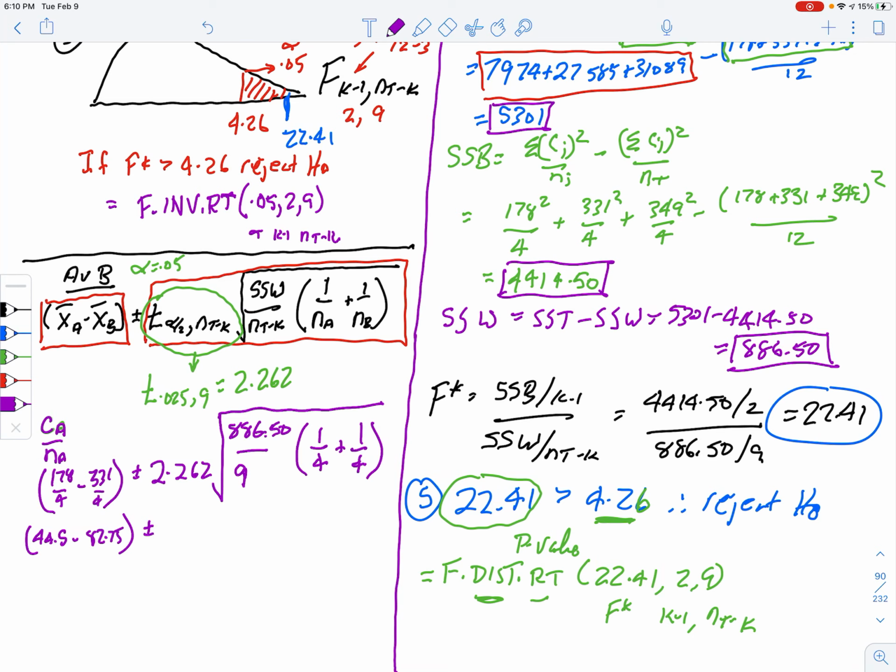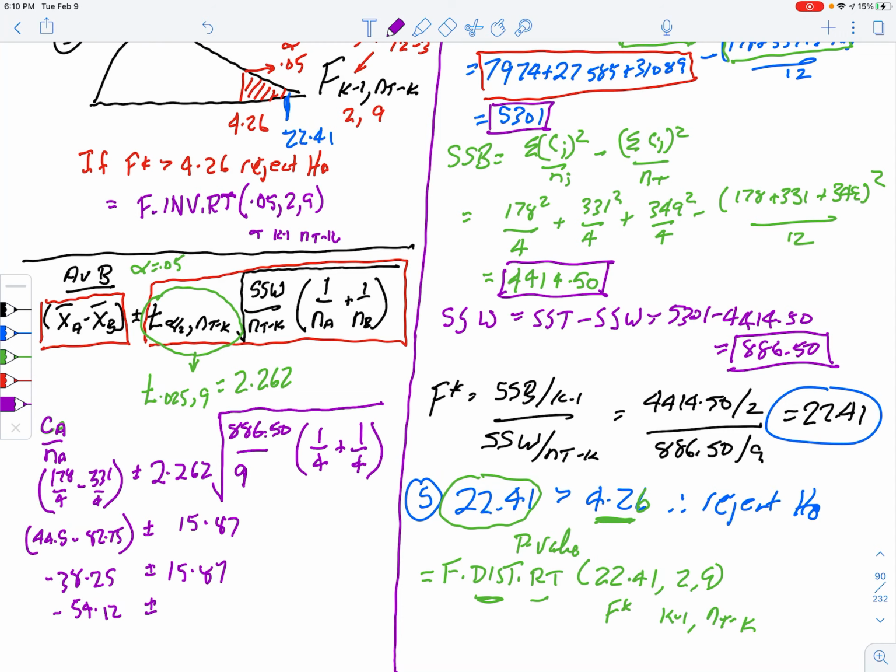And then plus or minus, and this thing works out to be 15.87, like that. All right, and then I'm just going to go a little further here. So this is minus 38.25 plus or minus 15.87. And that would give us a lower bound of 54.12.